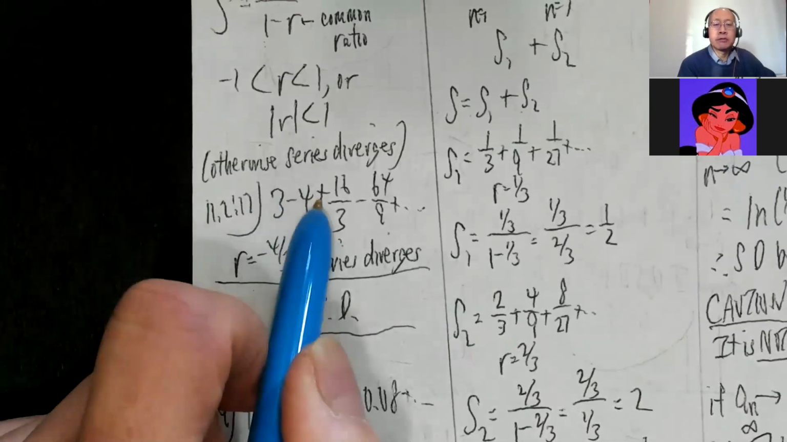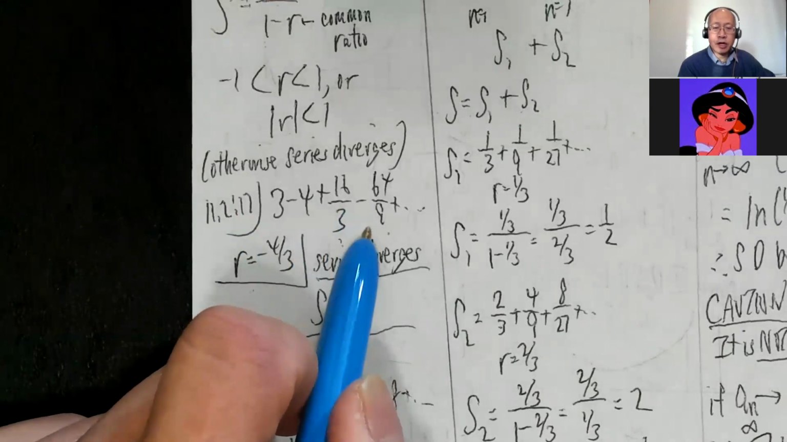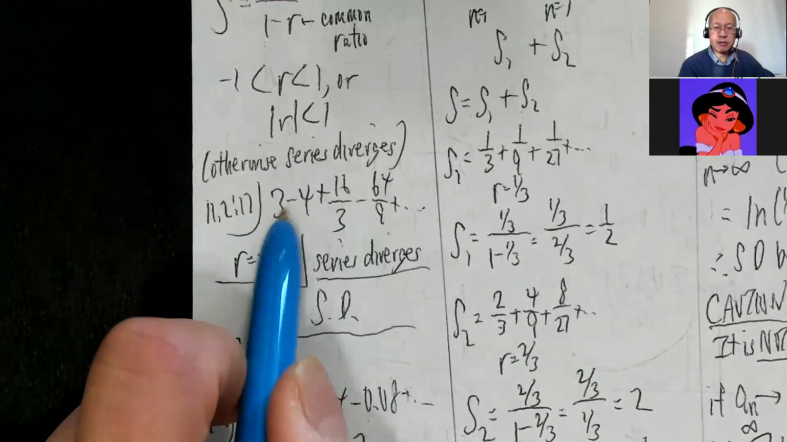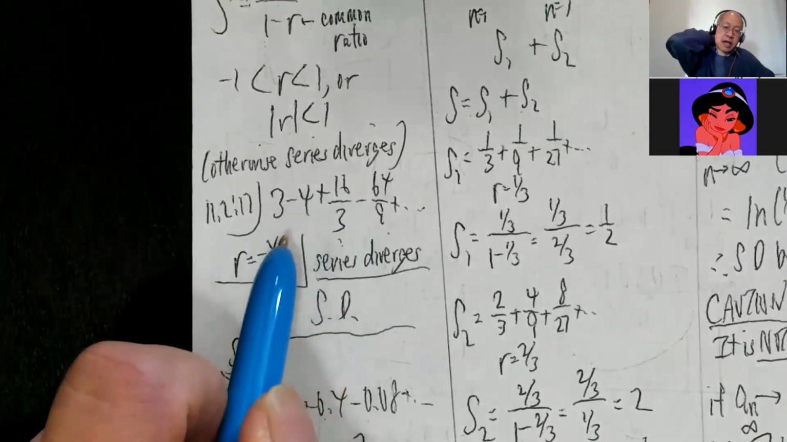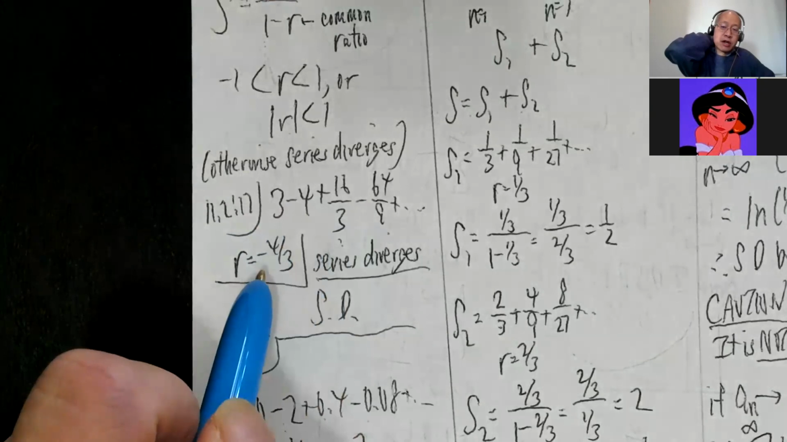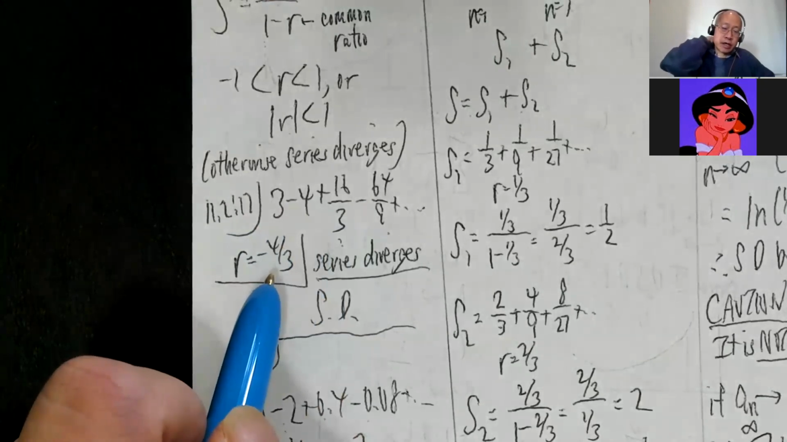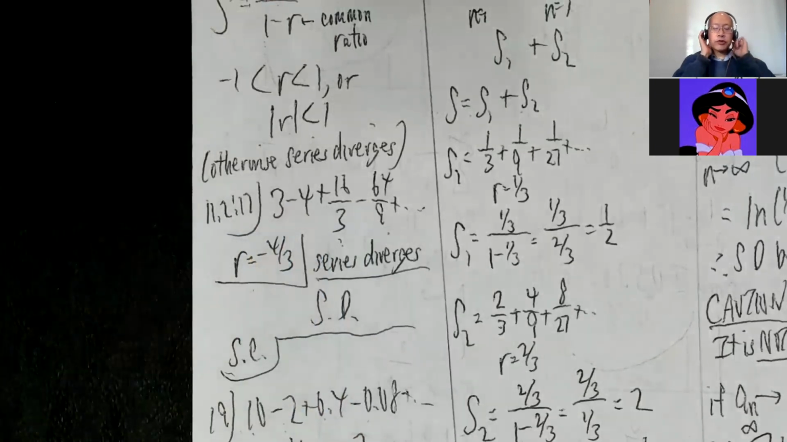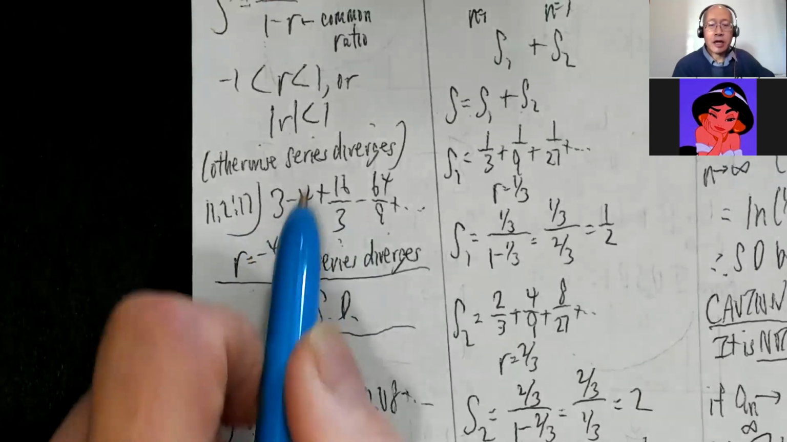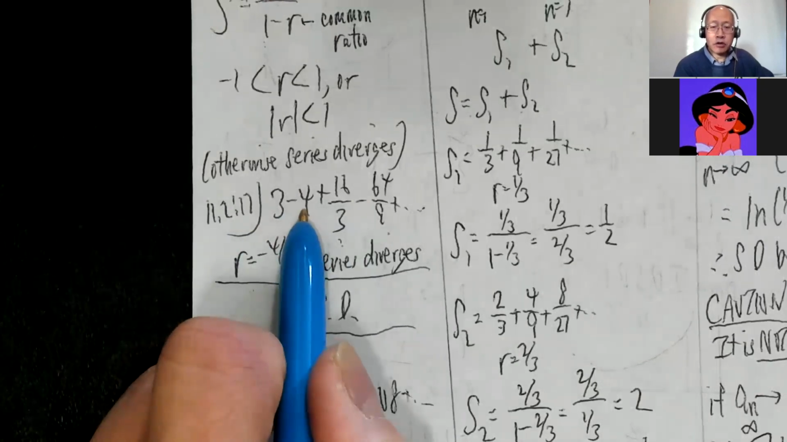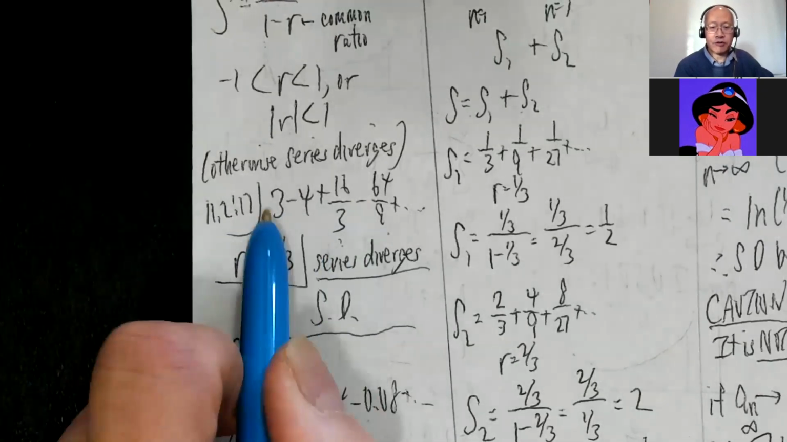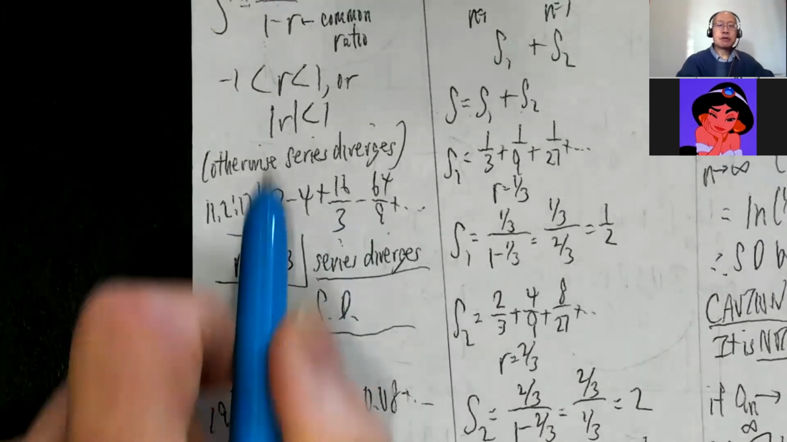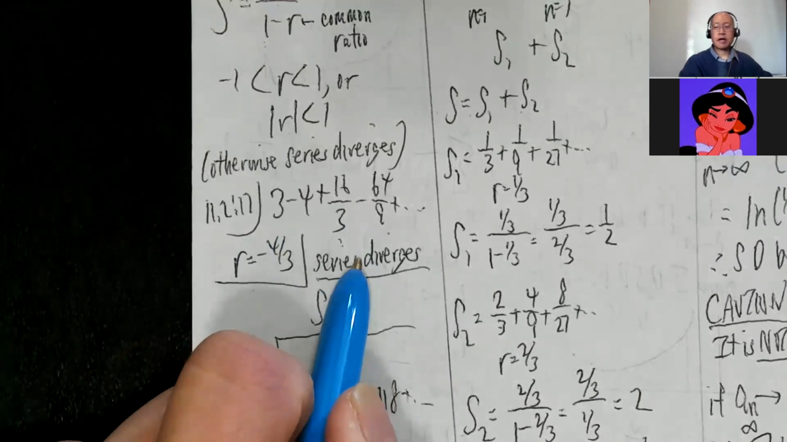11.2, number 17. 3 minus 4 plus 16 thirds minus 64 over 9. By the way, when the series alternates like this, plus minus, it's a good guess that the common ratio will be negative, right? Because as you multiply negative quantities, it'll flip-flop between positive and negative. So the common ratio is -4 thirds. If you have a hard time seeing that, you can just take the second term and divide it by the first term. -4 divided by 3 is -4 thirds. That is not between -1 and 1, so the series automatically diverges.